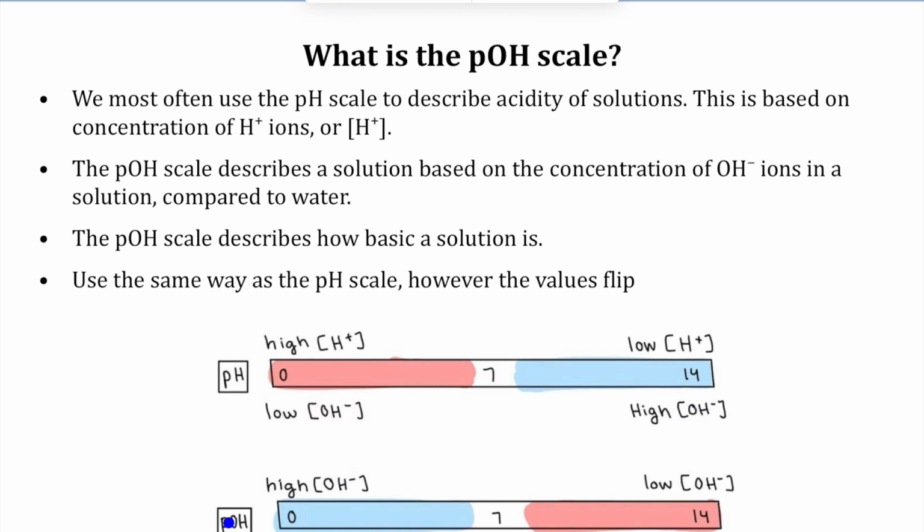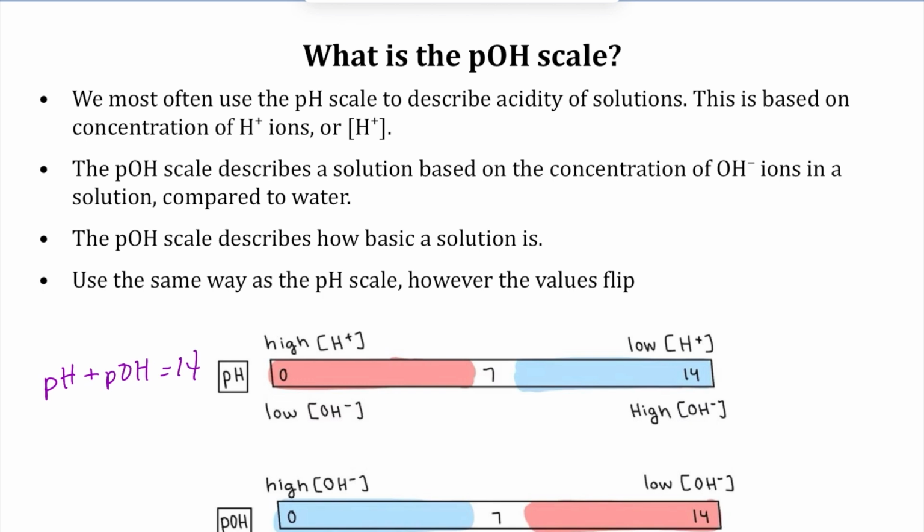And so that pOH scale now is just like our pH scale, but now if we have a high OH concentration, it's going to give us a low pOH, and then vice versa. So these are just sort of inverse scales of one another. And these are related in that because these are both scales of 14, pH plus pOH equals that 14.